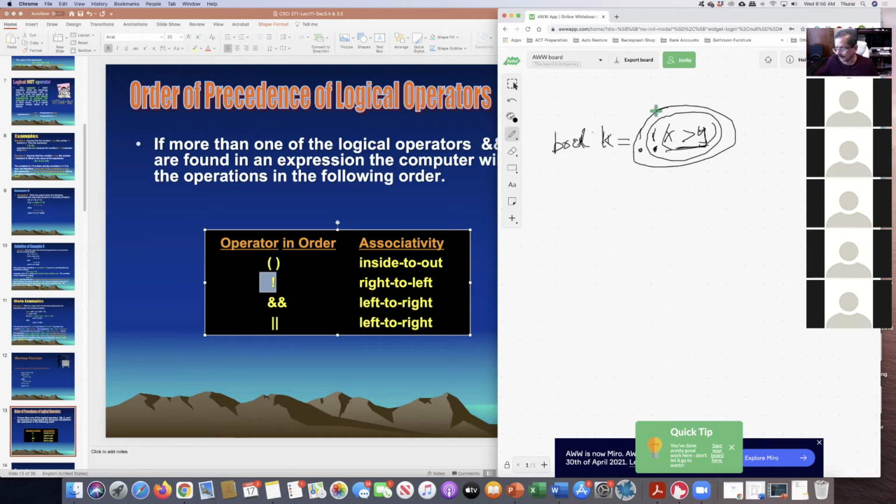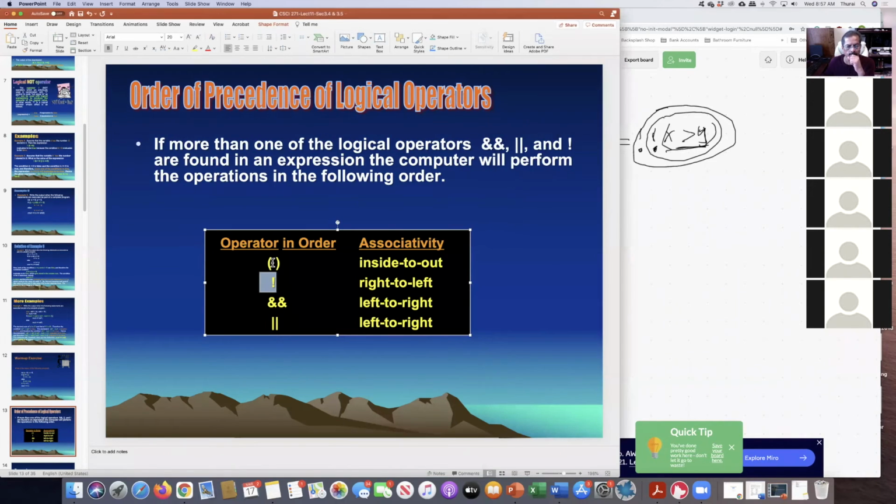But you normally don't write not twice. That means what? Back to the original value. You don't normally write it, but if you write it, then it will go right to left. The negation on the right will be done first. And same thing for the parentheses. If there are more than one parentheses, it will do the inner one first and then the outer one.